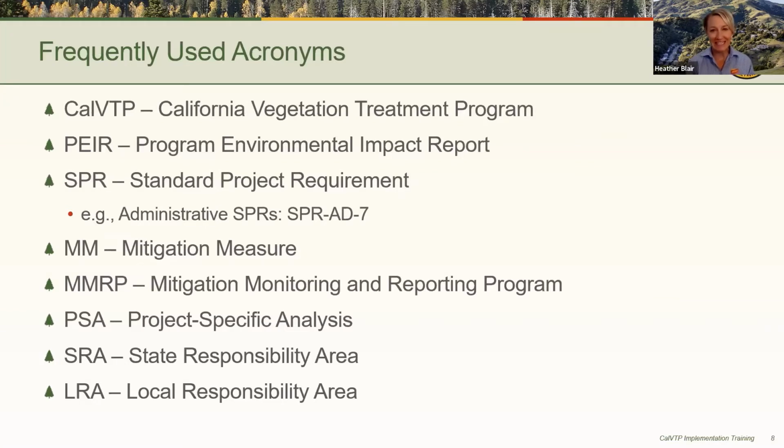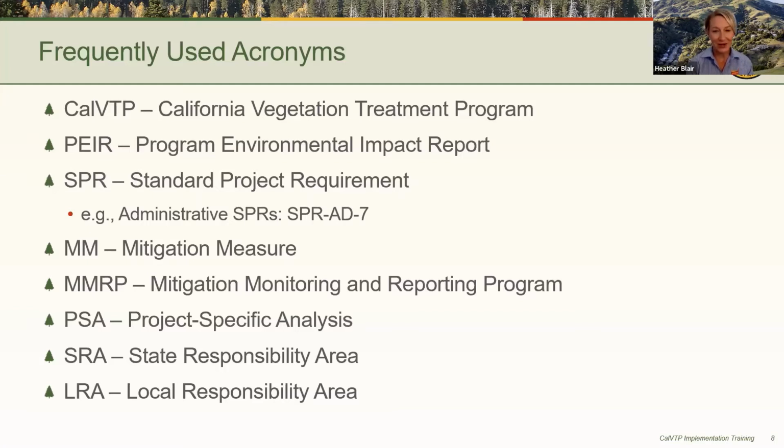So before we dive into the details of the CalVTP, I wanted to present a list of acronyms that we'll be frequently using throughout this training, and they're commonly associated with the CalVTP and its implementation. So I'm not going to read these, but I just want to note the naming convention for the Standard Project Requirements, or SPRs. They use the convention of SPR, resource name, and number. So for biological resources, it would be SPR Bio 1.